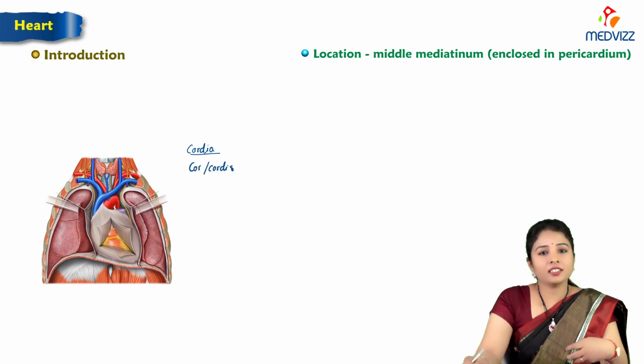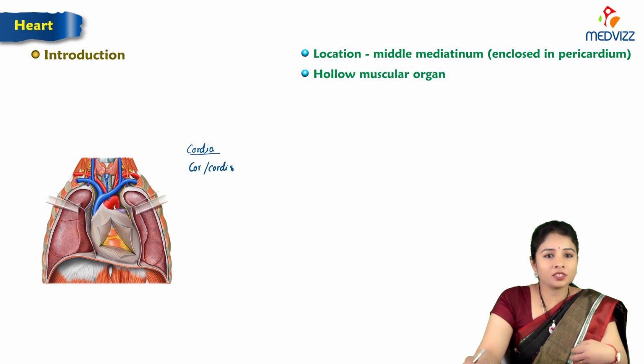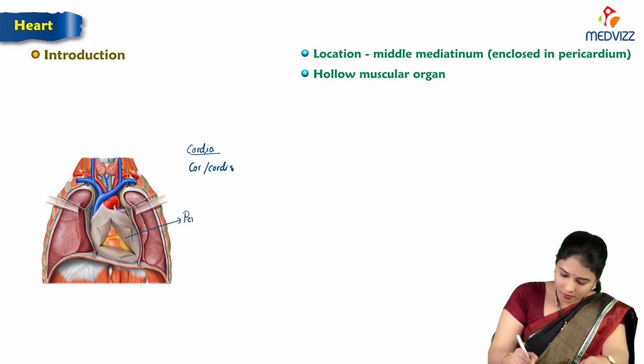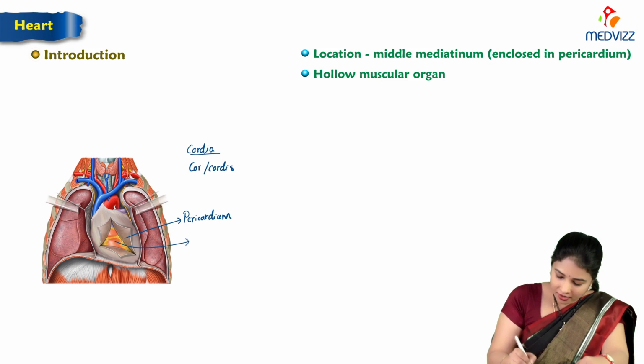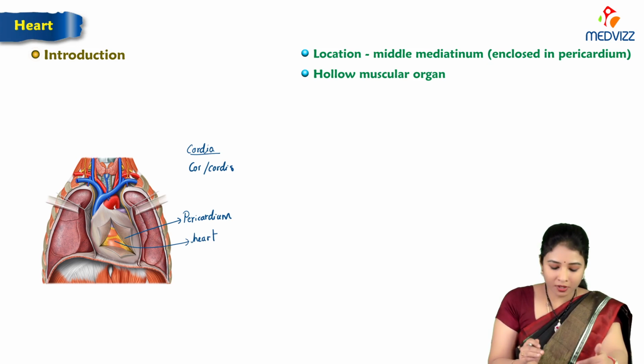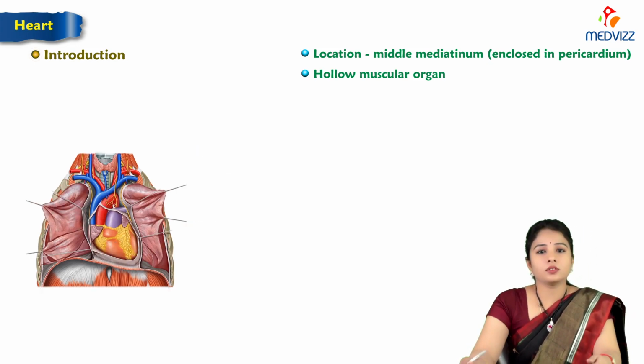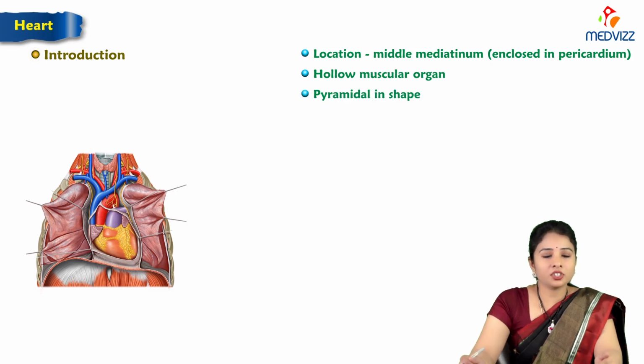So if we see here, the heart is a hollow muscular organ. We can see it is enclosed by the pericardium, within which we can see the heart, which is present in the middle mediastinum between the two lungs. So that is the location of the heart. The heart is somewhat pyramidal in shape and it is placed obliquely behind the sternum.